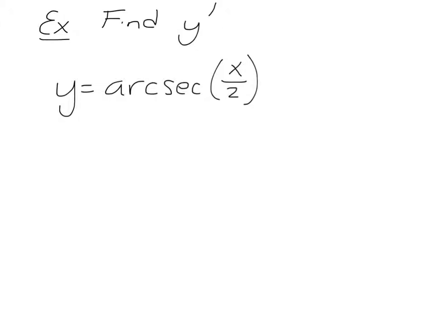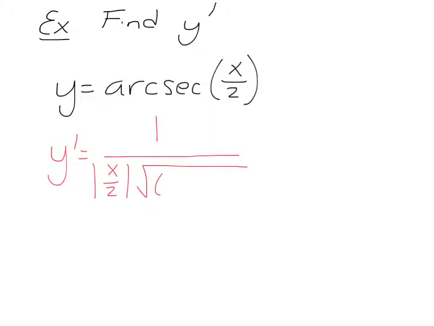All right, let's just do one with arcsecant just to practice its rule. So for arcsecant, the derivative, if you were to look in your notes, it's 1 over the absolute value of x, and x is representing the inside. So 1 over the absolute value of the inside times the square root of the inside squared minus 1 times the derivative of the inside. The derivative of x over 2 is just 1/2.